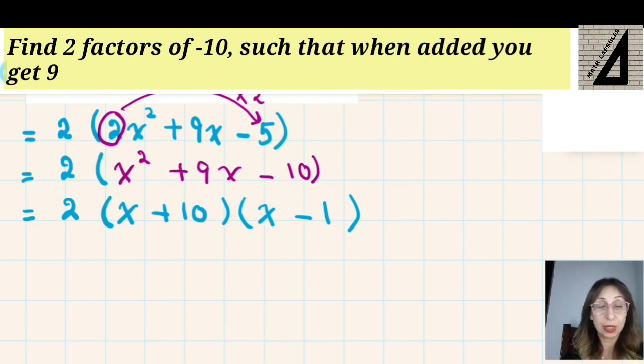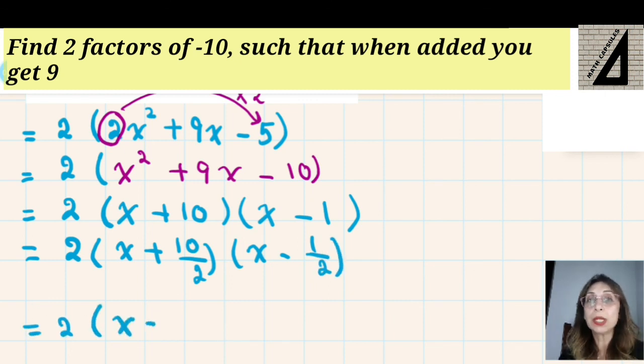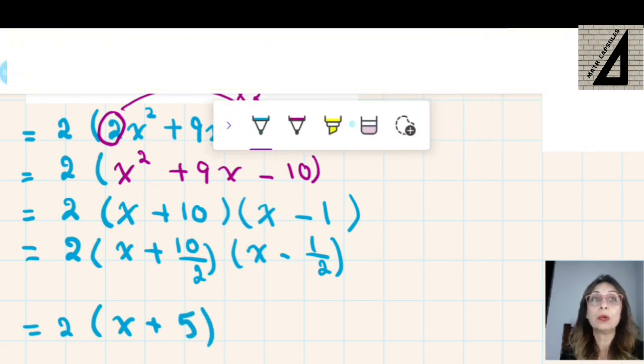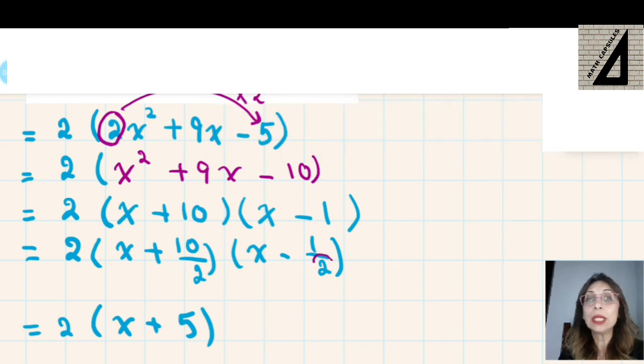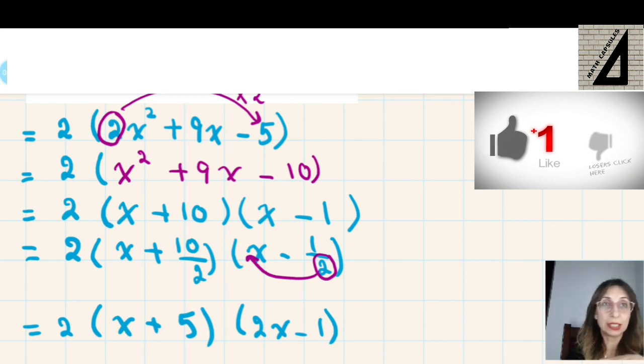Now, because I multiplied at the beginning by 2, I have to end up dividing the 10 over 2 and also the 1 over 2. So here would be x plus 10 over 2, which is 5, and x minus 1 over 2. Again, it's a fraction, and I will not leave this fraction like this. I will take this 2 and multiply it as a coefficient for x. So this will be 2x minus 1, and this is the factored form of this example.